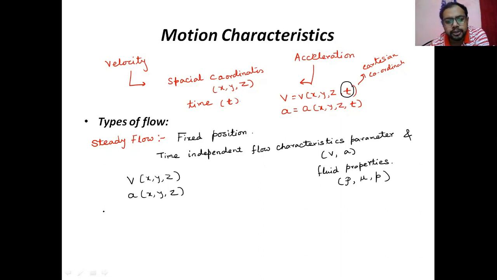Next, the opposite of steady flow is known as unsteady flow.